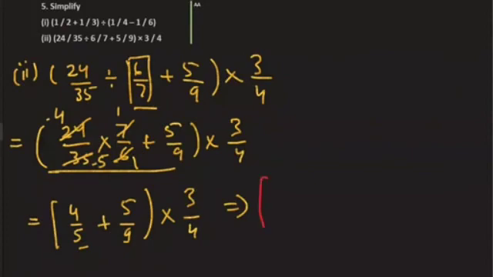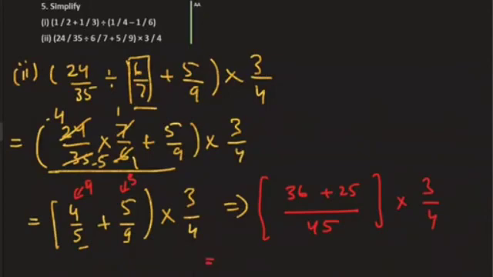LCM of 5 and 9 is what? 45. So 5 9s are 45. 9 will be multiplied to 4. 36. And 9 5s are 45. 5 will be multiplied by 5. So 5 5s are 25. Multiply by 3 by 4. Now add 36 plus 25.